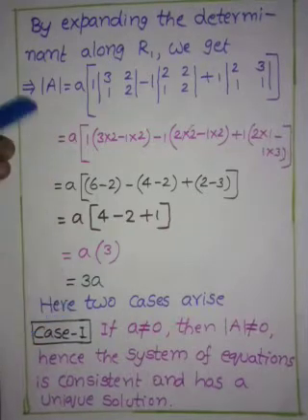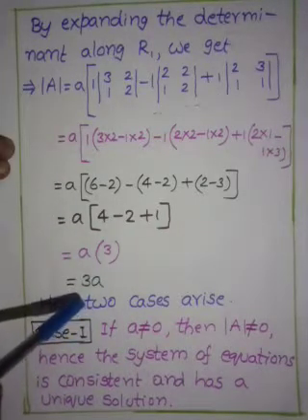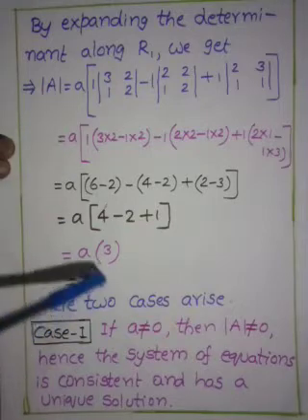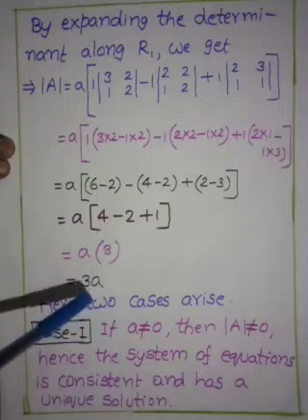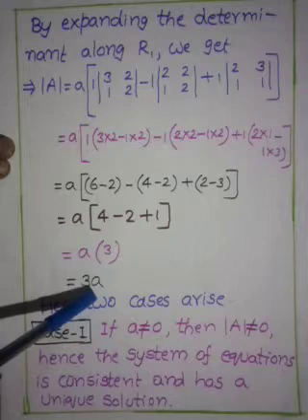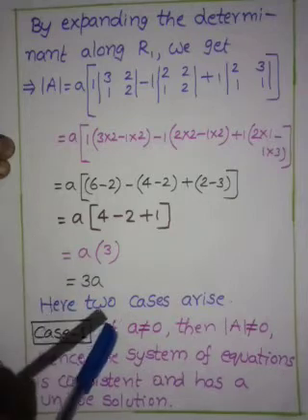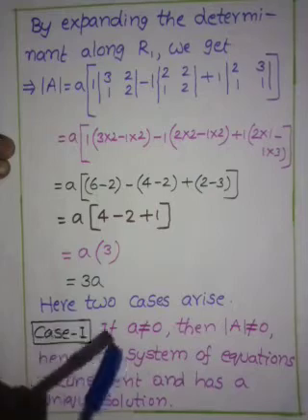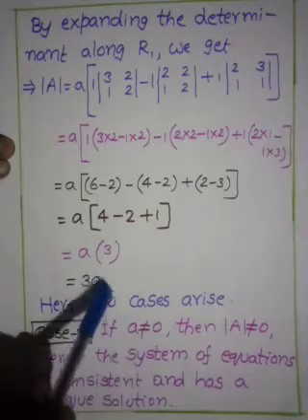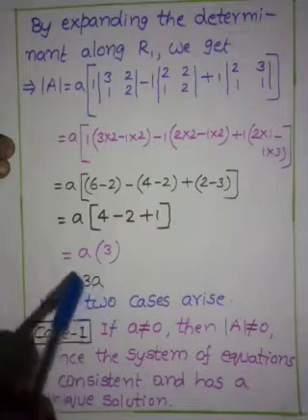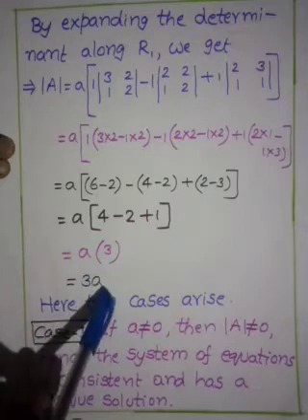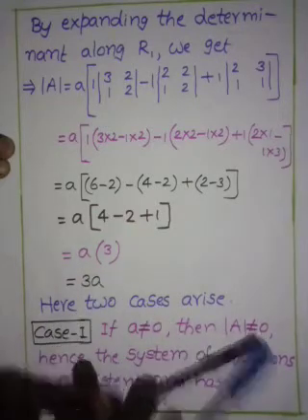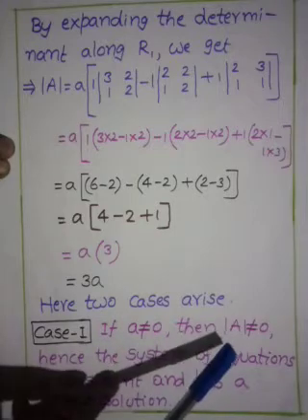Now, if you observe here, delta is equal to 3a. Here we are not getting a numerical value because a is an unknown quantity. So here two cases arise. The first case is if a is not equal to 0, so the entire value is also not equal to 0, then delta is not equal to 0. Understood this line, my dear children?